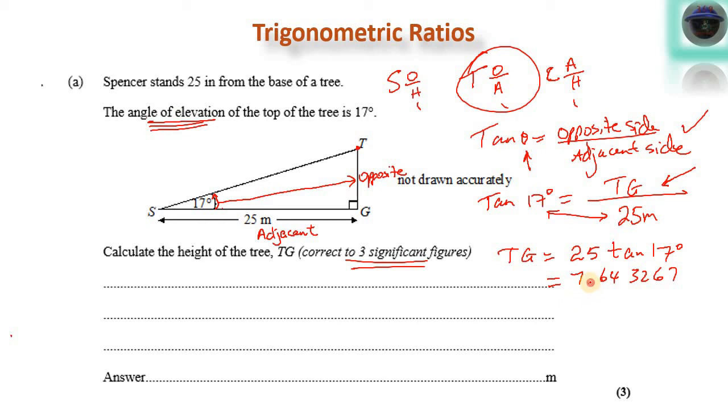The first non-zero digit in the number is 7, so I start counting from 7, so that's the second significant figure being 6, the third significant figure being the 4. So I'll cut this off, and we always want to check the very first digit we're cutting off. If it's 5 or more, we'll add 1 to the required place. But because it's less than 5, we'll maintain it as just 4. So our answer is going to be TG is equal to 7.64, corrected to 3 significant figures.